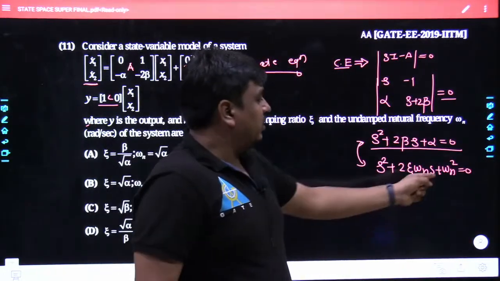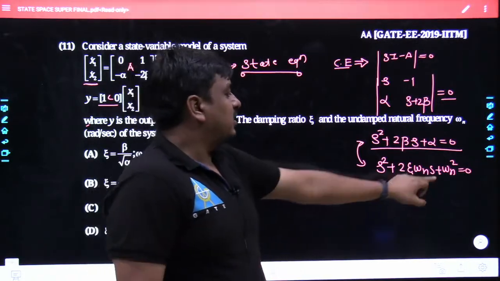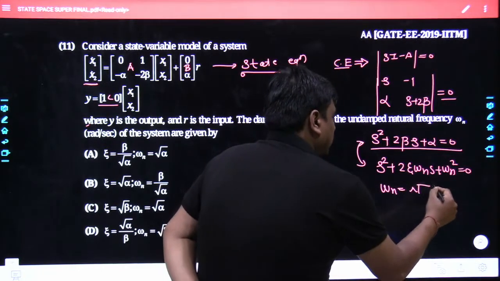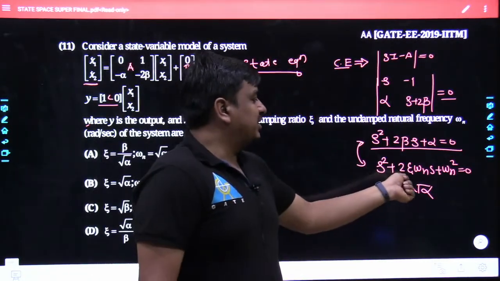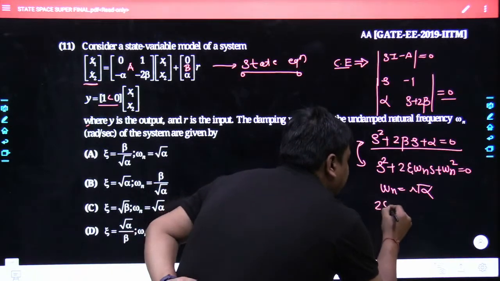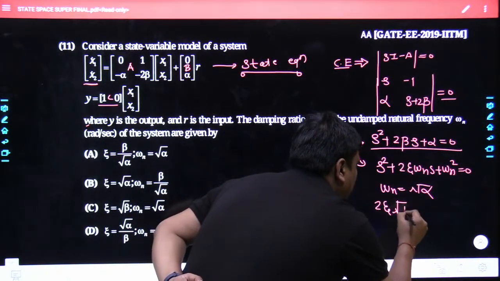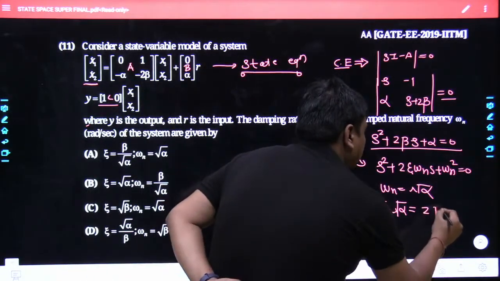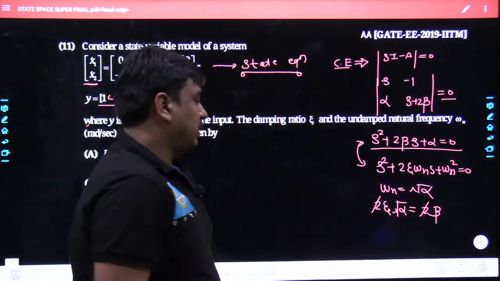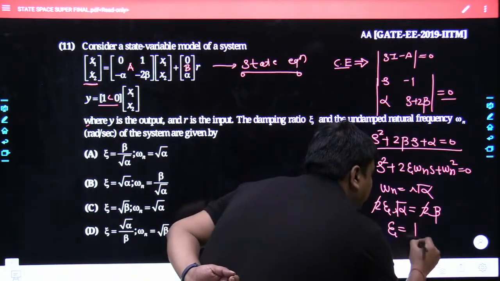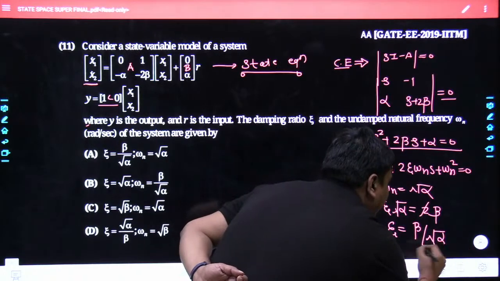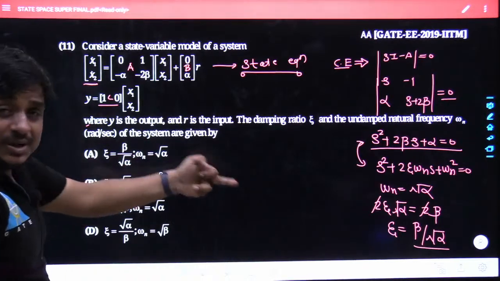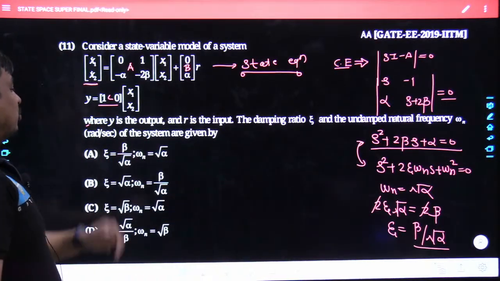So we start comparing from omega n square onwards. We have seen earlier, omega n square is equal to alpha. So omega n is precisely root over alpha. Similarly, 2 zeta times omega n, which is root over alpha, is equal to 2 beta. Here the 2 and 2 go off, and I get the value of zeta, which is equal to beta divided by root over alpha. Which one is the best answer? The value of zeta is beta divided by root over alpha, and similarly the value of omega n is equal to root alpha.